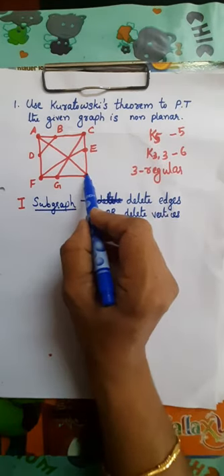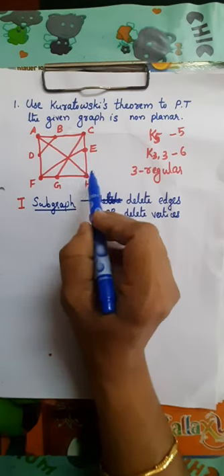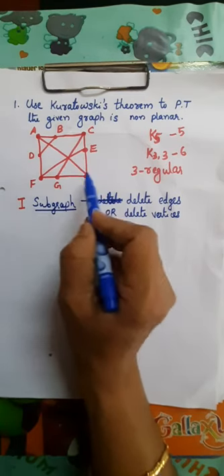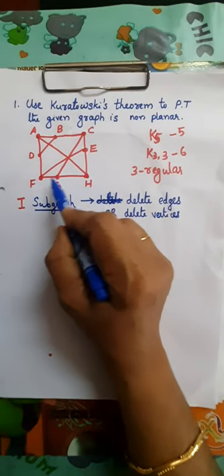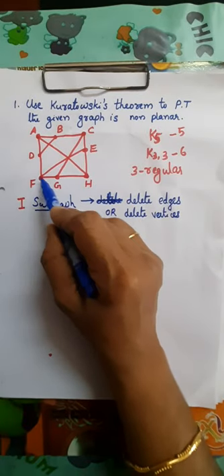Suppose we are going to remove H. What happens? AH, this edge is removed. GH is removed. Then EH is also removed. Then the degree of vertices F, G and E becomes 2.